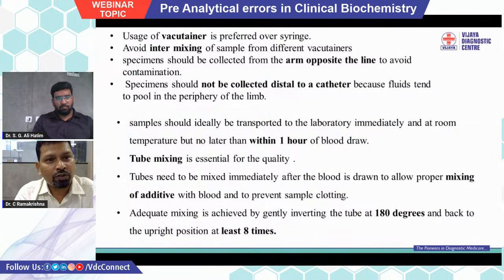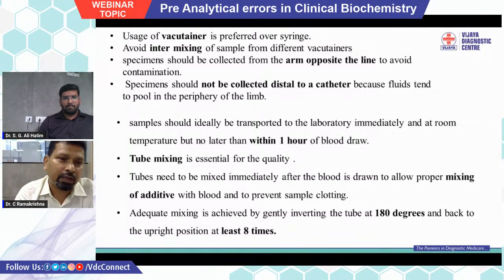So again, some precautions for avoiding the pre-analytical errors. Usage of vacutainer is preferred over syringe. Avoid intermixing of sample from different vacutainers. Specimens should be collected from the arm opposite the line to avoid contamination. Specimens should not be collected distal to a catheter because fluids tend to pool in the periphery of the limb. Samples should be ideally transported to the laboratory immediately and at room temperature, but no later than within 1 hour of blood draw.